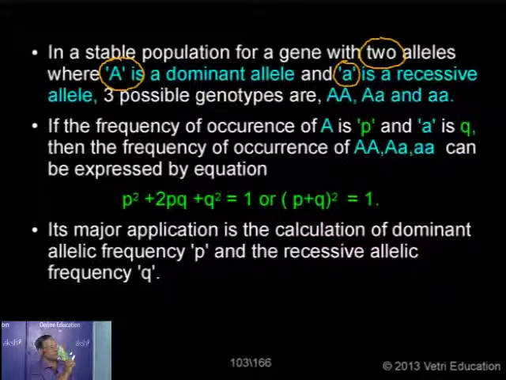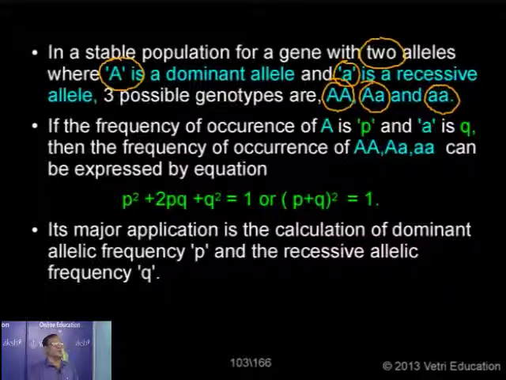If you have two alleles for that gene, there are three possible genotypes in that population: one homozygous dominant, another heterozygous dominant, and the third homozygous recessive. Taking one gene that has two alleles, one dominant and another recessive, we use the letters capital A and small a. So with two alleles in that population, there are three possible genotypes: homozygous dominant, heterozygous dominant, and homozygous recessive.